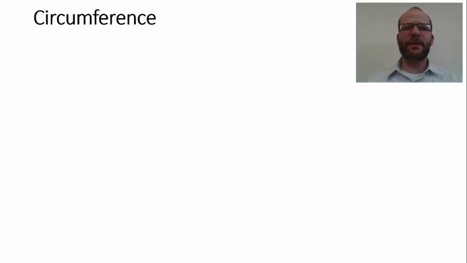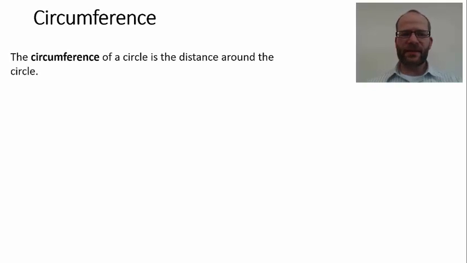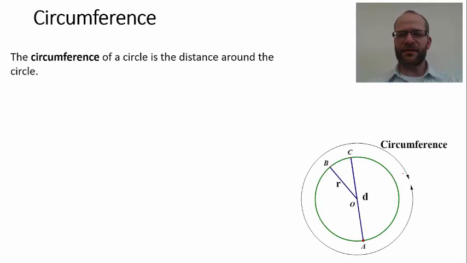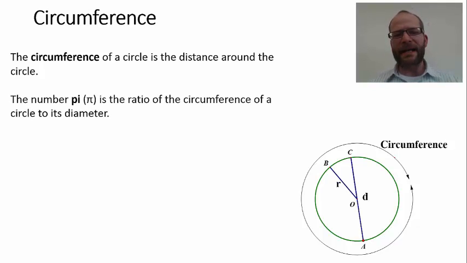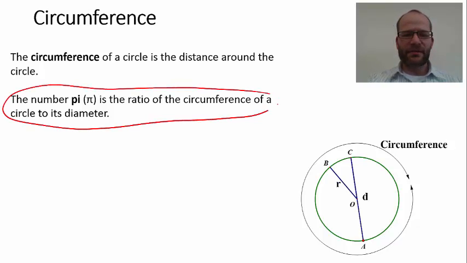Talk about circumference. Most of us are probably familiar with circumference already. Circumference of a circle is the distance around the circle from a single point all the way around and back to that point again. That is the circumference. It's similar to the perimeter of a polygon. The number pi is the ratio of the circumference of a circle to its diameter. Notice that this is a definitional statement. We're not saying that pi defines the circumference. We're saying that the circumference compared to the diameter defines pi.